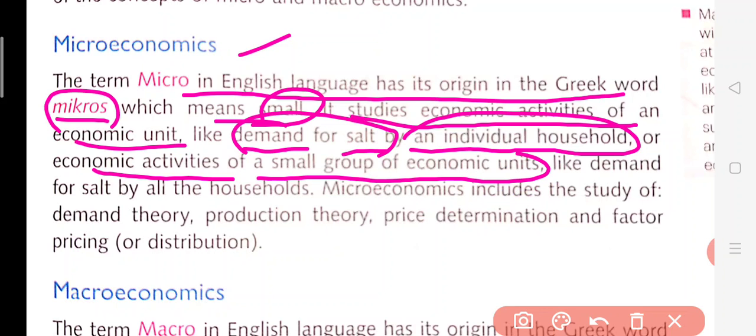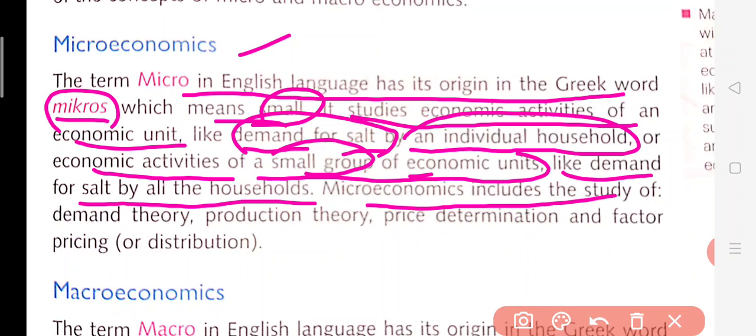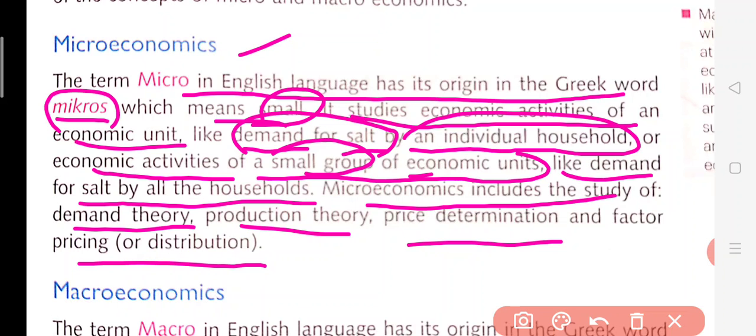It can be the economic activity of a small group, not a large group, because when we talk about a very large scale, a large group or the entire economy, it will be the level of macro. So here we are only talking about a very small group, like a total of a few small groups. Suppose a few people are demanding salt. Like demand for salt by all the households, microeconomics includes the study of demand theory, production theory, price determination, and factor pricing. So what are all these things?